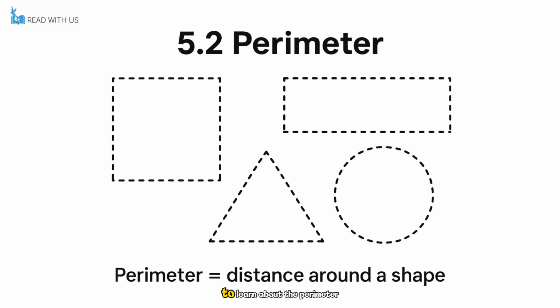In this lesson, we're going to learn about the perimeter. So what is perimeter? The perimeter of a shape is the total distance around its boundary. In simple words, if you walk all the way around a shape, the distance you travel is its perimeter. Let's start with some basic shapes.